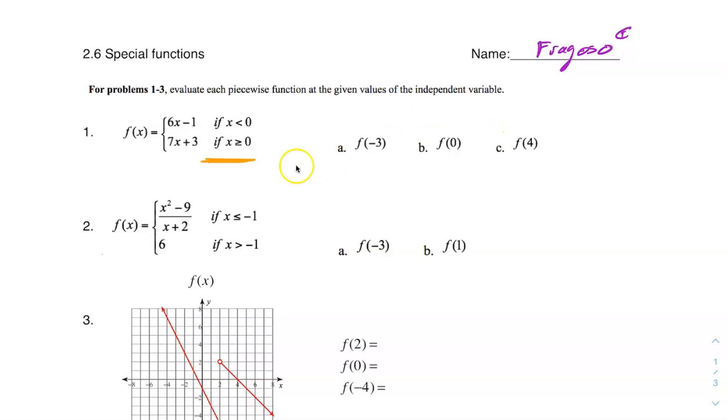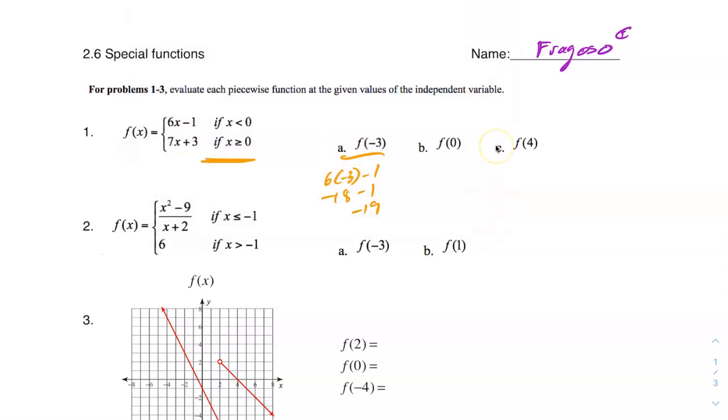All you gotta figure out is which equation we plug into. So look at the first one. F of -3. Is that less than 0 or more than 0? -3 is less than 0, so we're gonna sub it into this function. So 6 times -3 minus 1, -18 minus 1, -19.